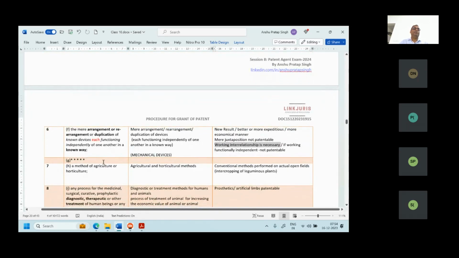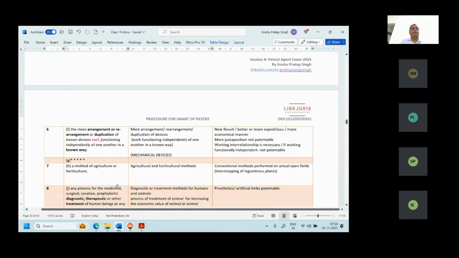G is not there, G has been deleted. So remember 3G is not there. Or you can remember G for गोल, so गोल हो गया है, गायब है, गोल गायब, whatever you remember. So it is not there.